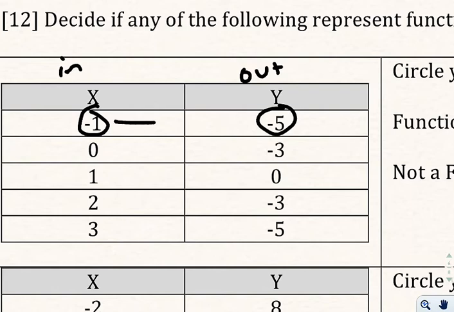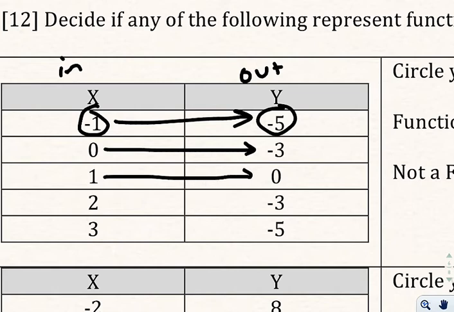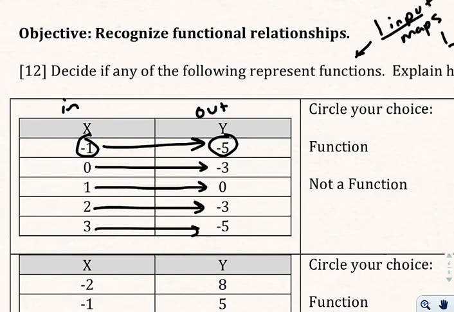I push -1, I get -5. I push 0, I get -3. I push 1, I get 0. I push 2, I get -3. I push 3, I get -5. This one actually, boys and girls, is a bona fide function because at no point am I going to be pushing one of these numbers on the in and getting two different possibilities on the out.